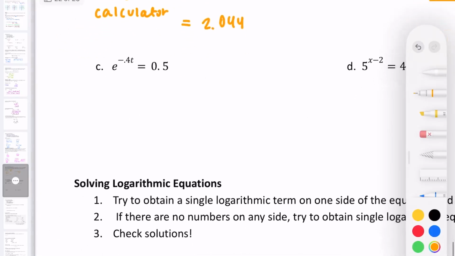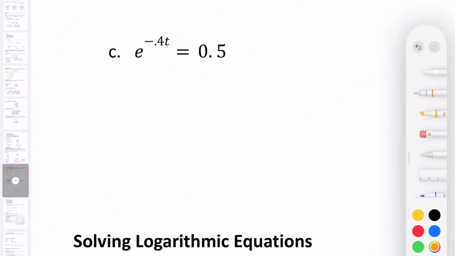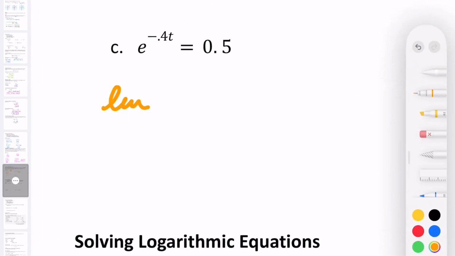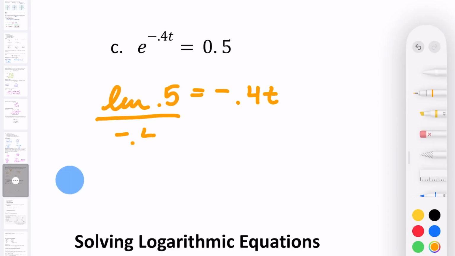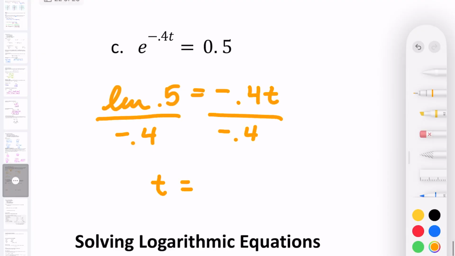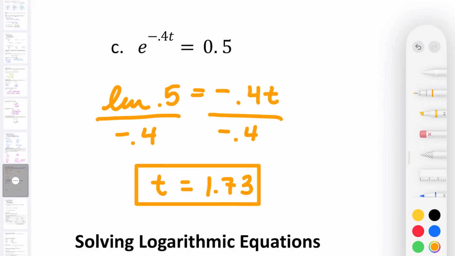Next up we have e. E means that we are going to work with natural log instead. So natural log of 0.5 is equal to negative 0.4t. We can divide by negative 0.4, and we will get t is equal to 1.73. You'll notice that most of the time our answers will be decimals. That is to be expected when we're working with logarithms. It's rare that we end up with a whole number.